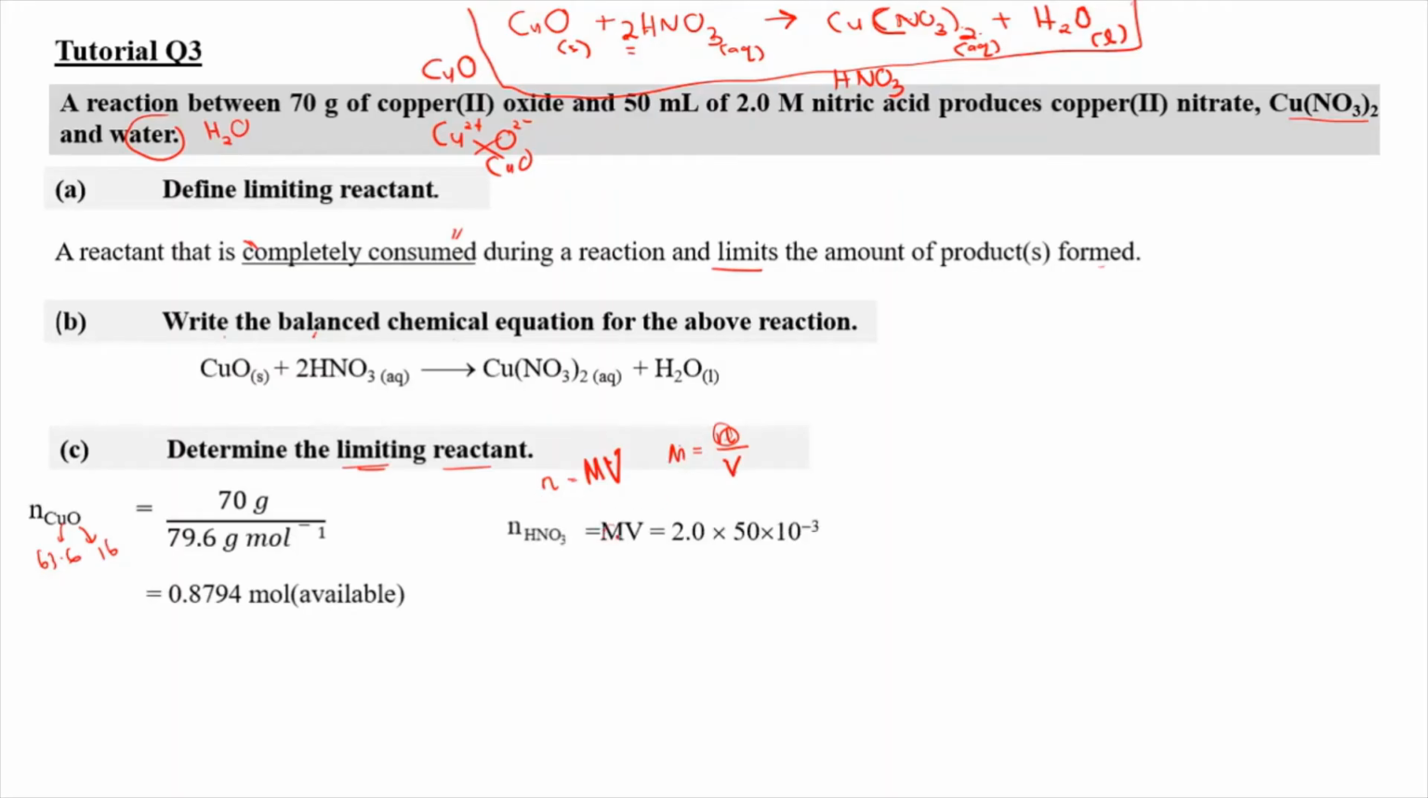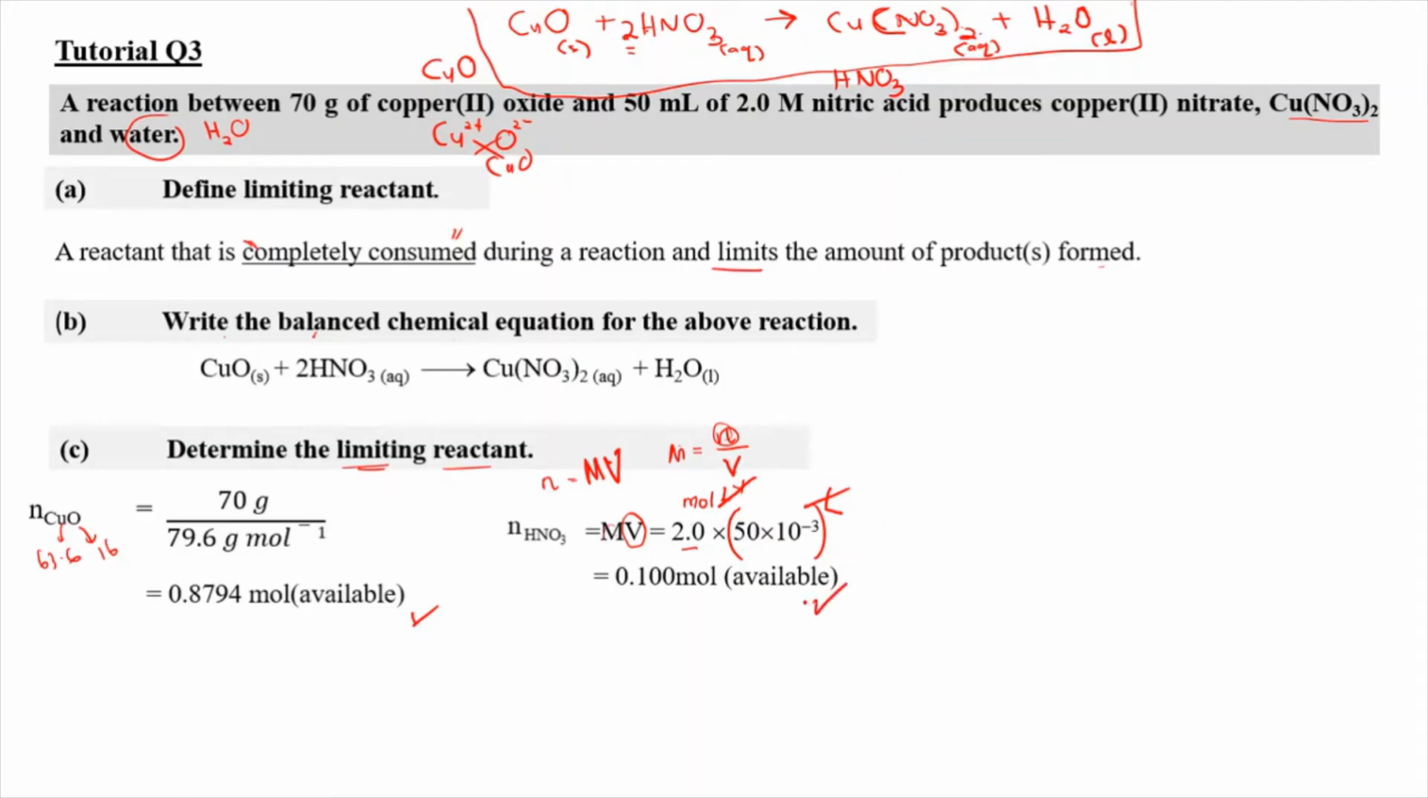So our molarity here is given as 2 molar, and our volume here is 50 ml, but then we convert that into liter, because you know that the molarity is in the unit of mole per liter. So liter and per liter can cancel out, and as a result, we're going to get 0.100 mole that are available. So we have found the number of mole of copper oxide and also nitric acid.